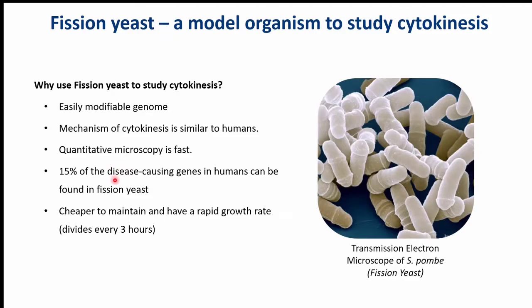And 15% of the disease-causing genes in humans are largely conserved in yeast. That is, they can be found easily in fission yeast, and thus the study of those genes in the simple model organism makes it easier for us to get insight into a complex organism like humans. And it divides every 3 hours, so due to this rapid growth rate, it is cheaper to maintain. On the right is a transmission electron micrograph of S. pombe or fission yeast cells.